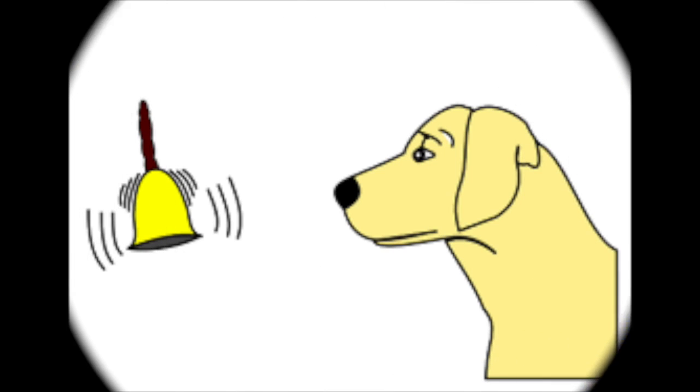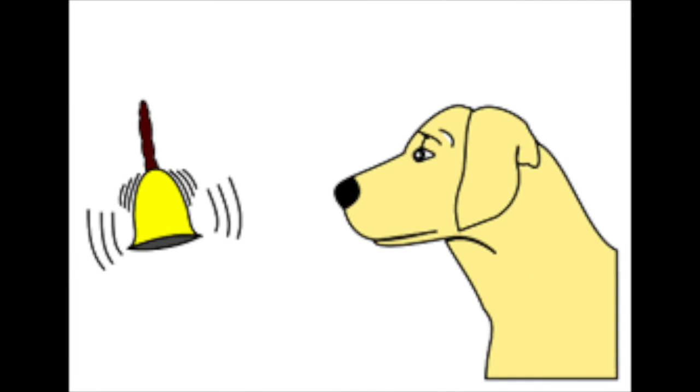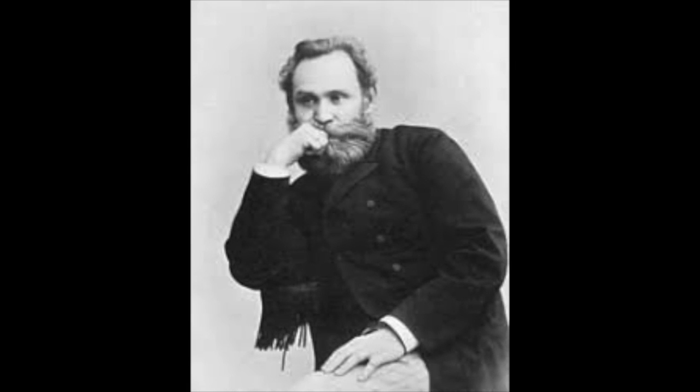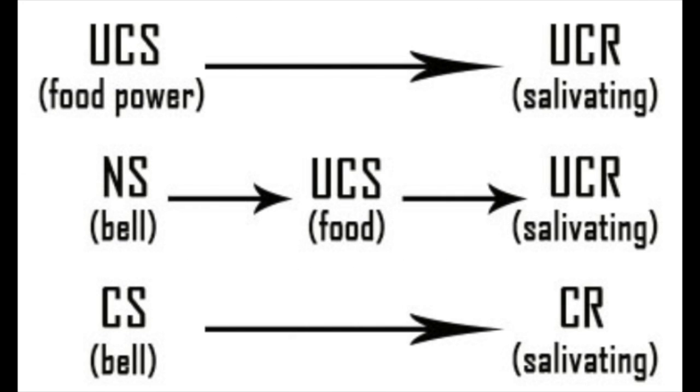Pavlov started feeding the dogs and playing sounds prior to being fed. Pavlov found that the dogs could be conditioned to unconsciously associate neutral events with being fed. Ivan Pavlov theorized behavior is learned by repetitive association between the response and the stimulus.